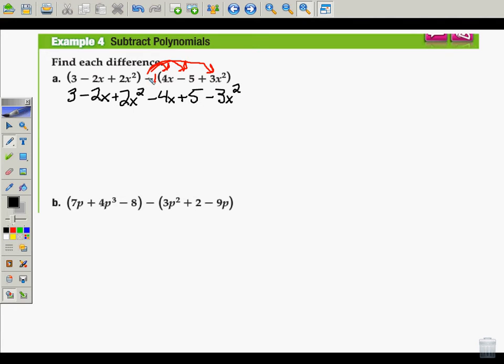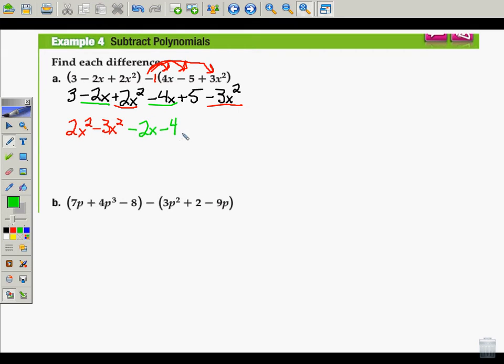And then at this point, once we've distributed the negative sign, this becomes exactly like what we did in the first examples with adding polynomials. So we're just going to find our like terms and then rewrite them in order of degree. So our highest power here is to the second power. So I'm going to write positive 2x squared minus 3x squared. Then my next part is going to be my x's. I've got minus 2x minus 4x.